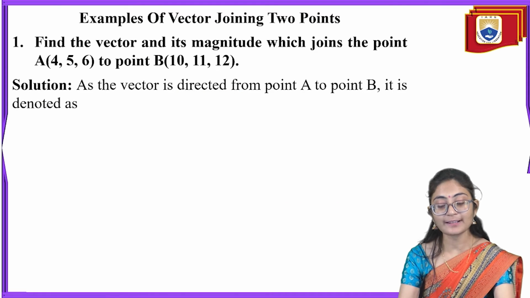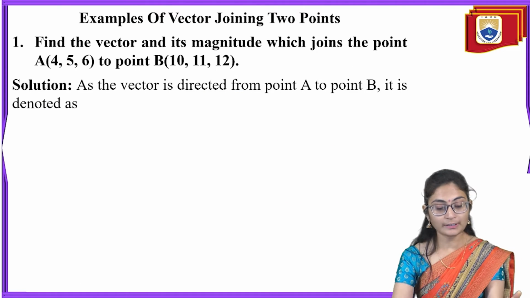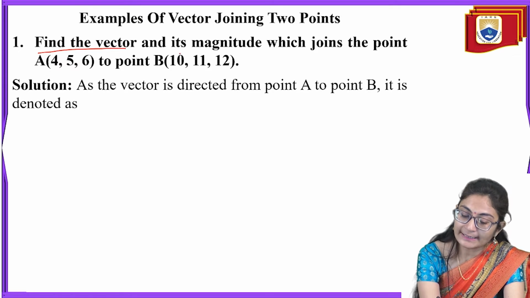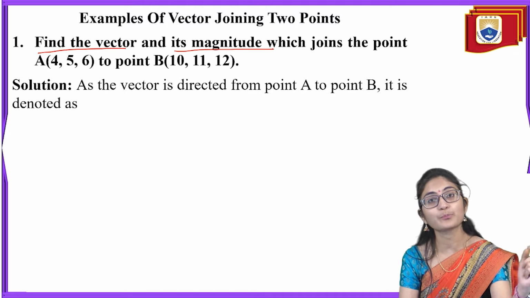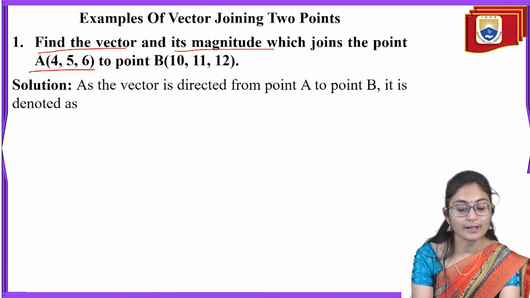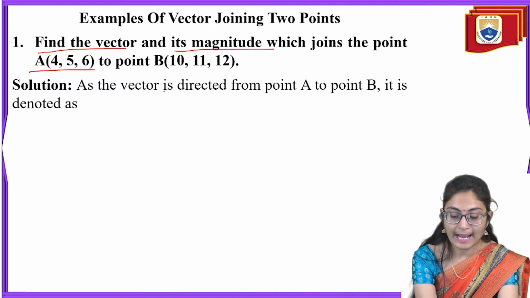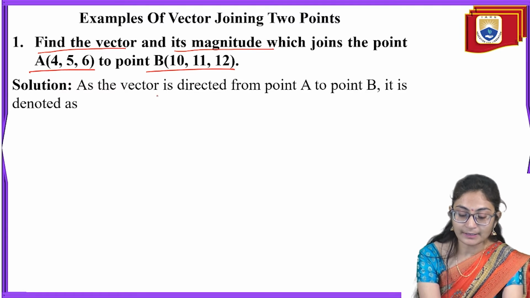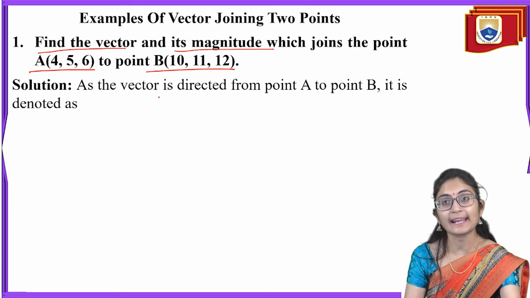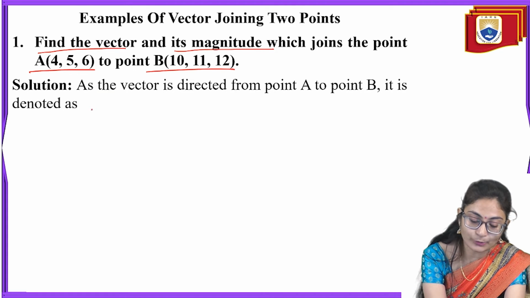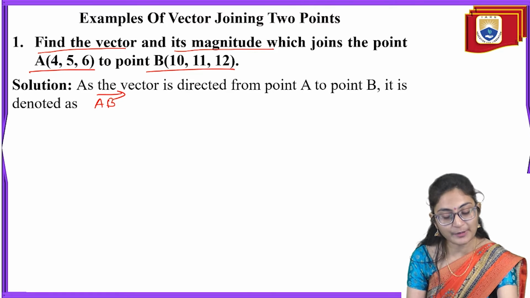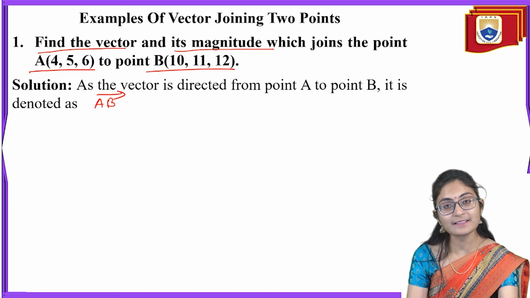Now we will see some examples of the vector joining 2 points. First, find the vector and its magnitude which joins the point A (4, 5, 6) and B (10, 11, 12). As the vector is directed from point A to point B, it is denoted as vector AB. So how will we get the vector and its magnitude?